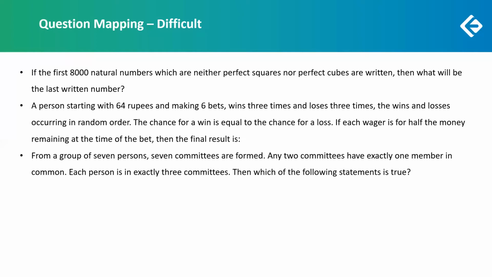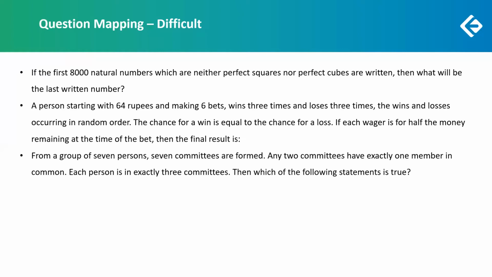Now, in this question, we had to understand that it does not matter in which order the wins and losses occur, because every time there is a win, whatever money is there will be multiplied with 1.5, because we will get 0.5 times more money than we had, because we are winning the bet. Every time we are losing, our money will be reduced by half, because we are losing half the money. So we will multiply with 0.5.